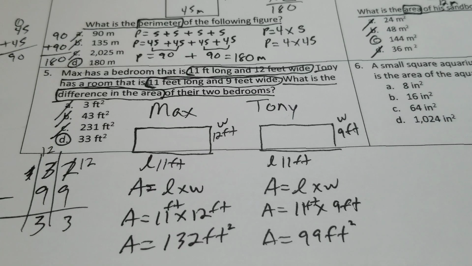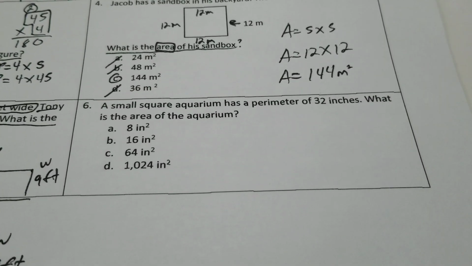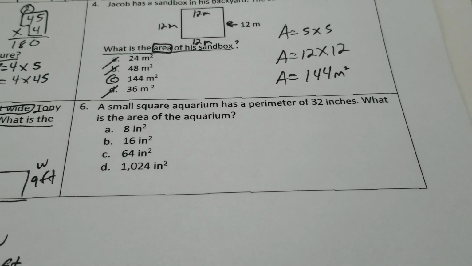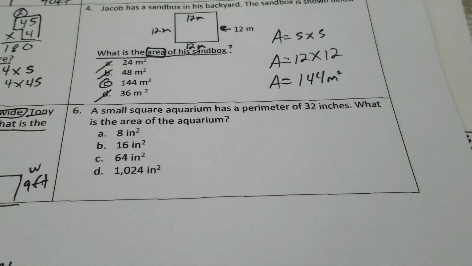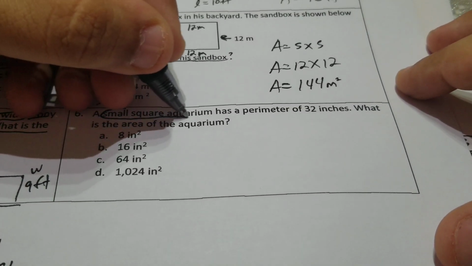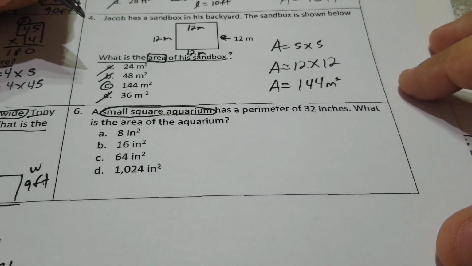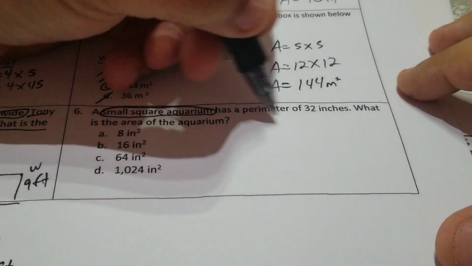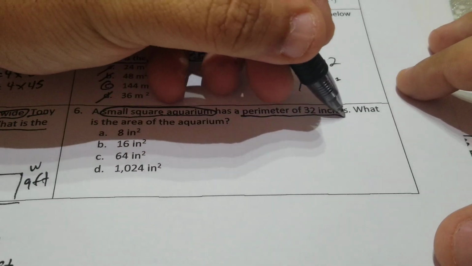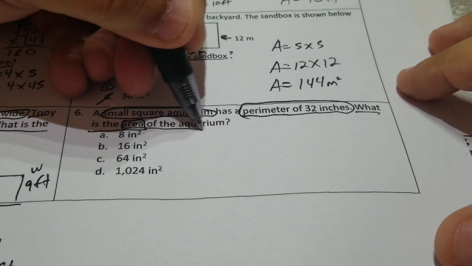Now probably one of the more trickier questions you will see in assignments down the road. And finally, question 6. A small square aquarium has a perimeter of 32 inches. What is the area of the aquarium? Well, if it's in the shape of a square, it has a perimeter of 32 inches. What is the area of the aquarium?